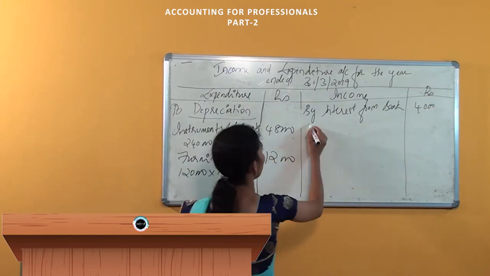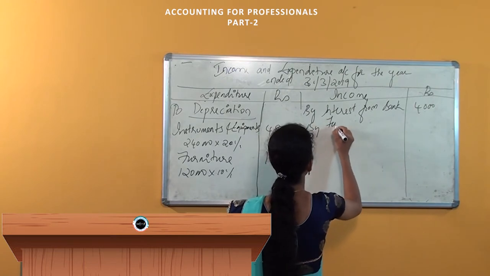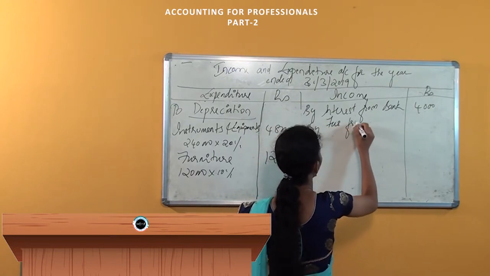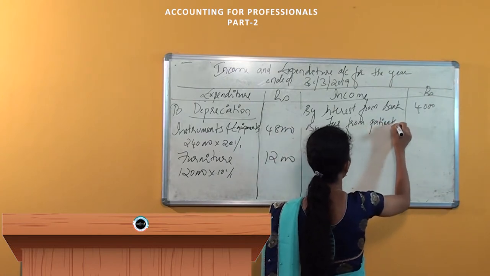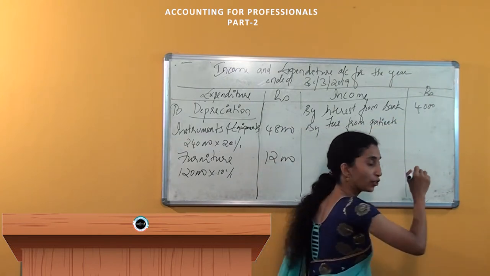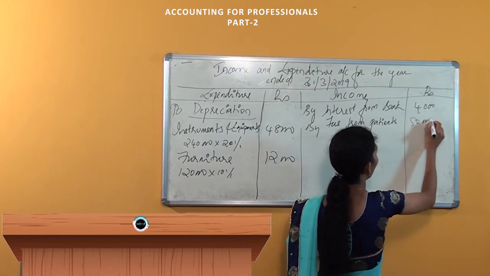Next it is fees from patients. These are all incomes, fees from patients which the doctor receives. So fees from patients, that is 50,000.